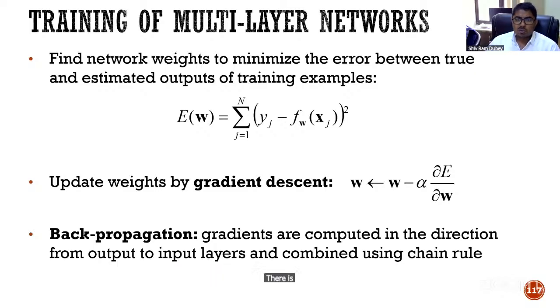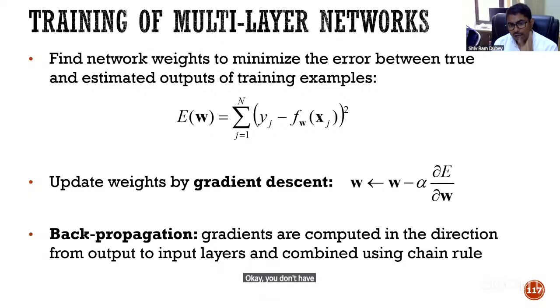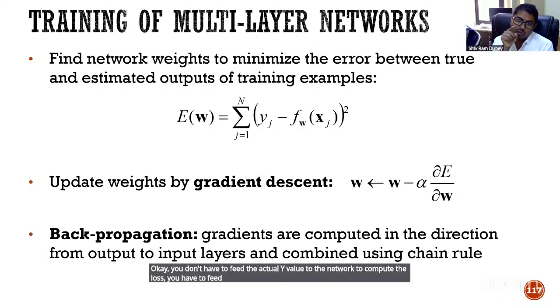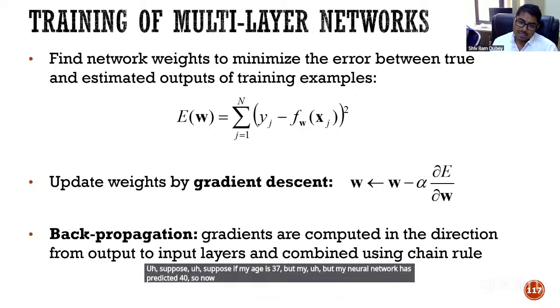There is another question. Suppose we want to use this kind of a structure to predict the age Y of a person from input features of a face image. Will we have to feed the actual Y values to compute the loss? Okay, you don't have to feed the actual Y value to the network. You have to feed the actual Y value only to the loss function to compute the loss. For example, suppose my age is 37, but my neural network has predicted 40. So now (40 minus 37) squared, that's what will become the L2 loss in this particular case.